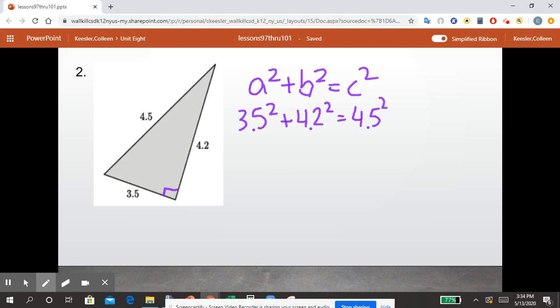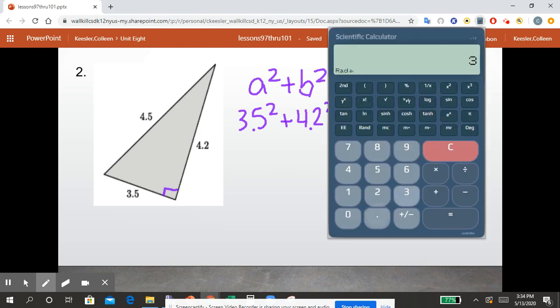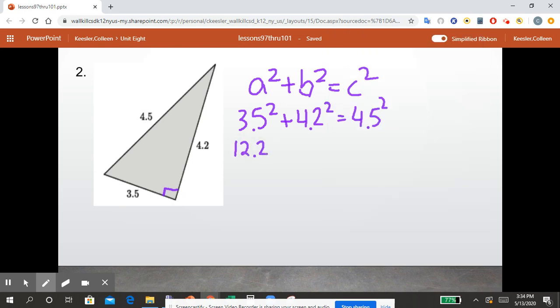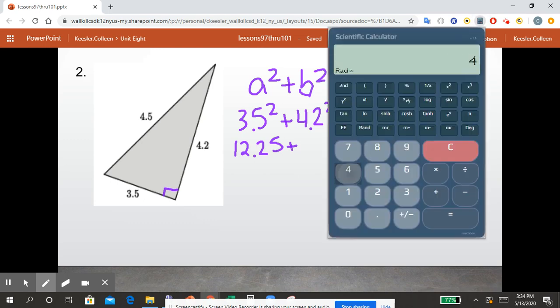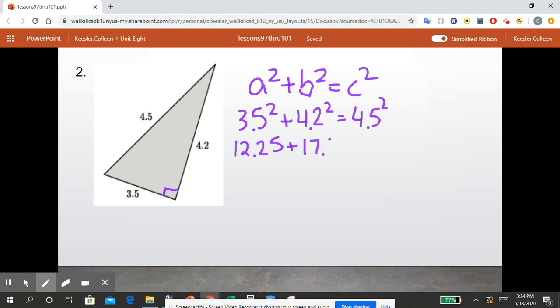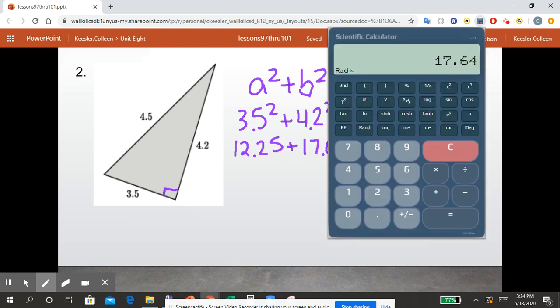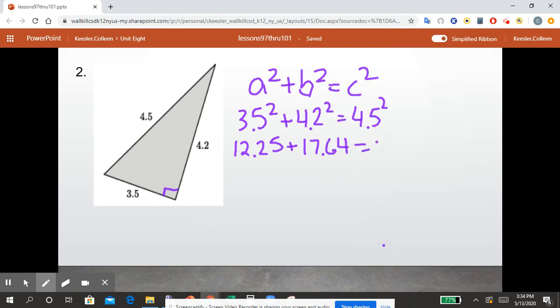Now these I definitely don't know off the top of my head, so we'll use our calculator. We can do 3.5 squared is 12 and a quarter, plus 4.2 squared is 17.64, and last 4.5 squared, which is 20 and a quarter.